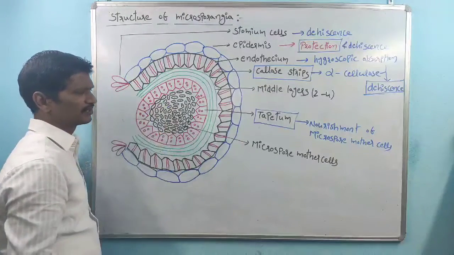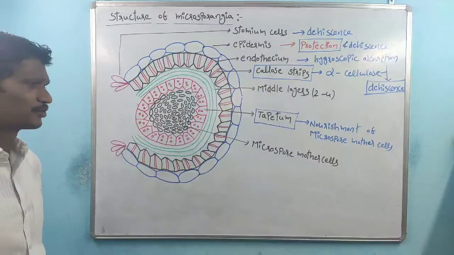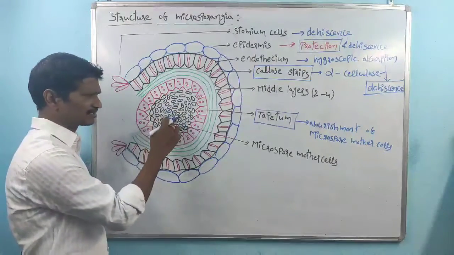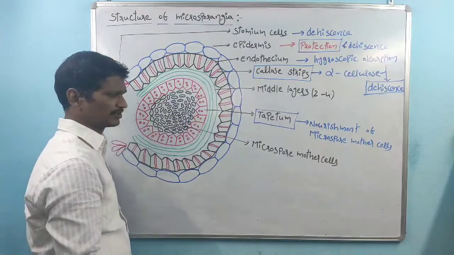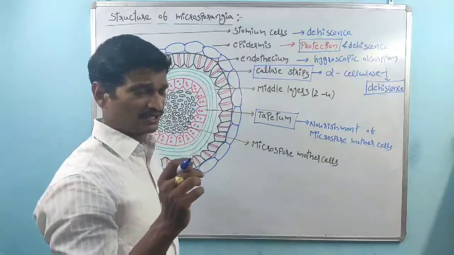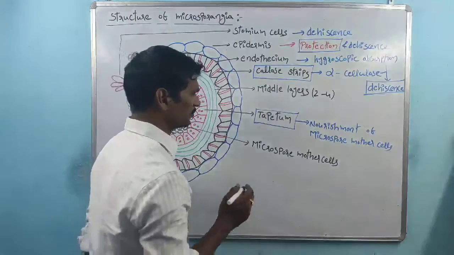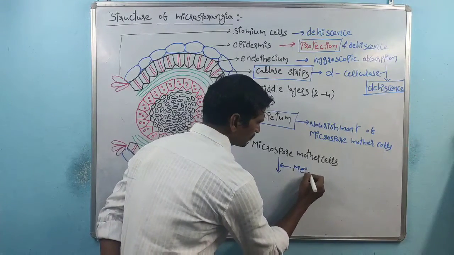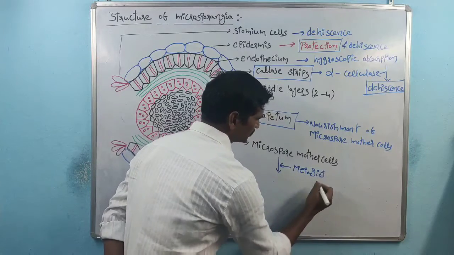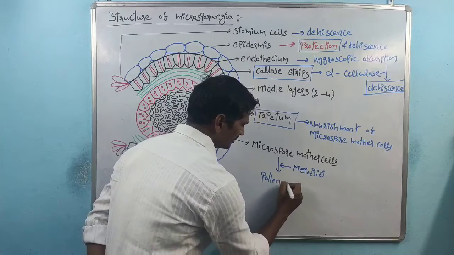The last one is the center part. The center one is the microspore mother cells. The black colored cells at the center indicate the microspore mother cells. So what is the function of the microspore mother cell? Simple. The microspore mother cells undergo meiosis, which is involved in the production of pollen grains.